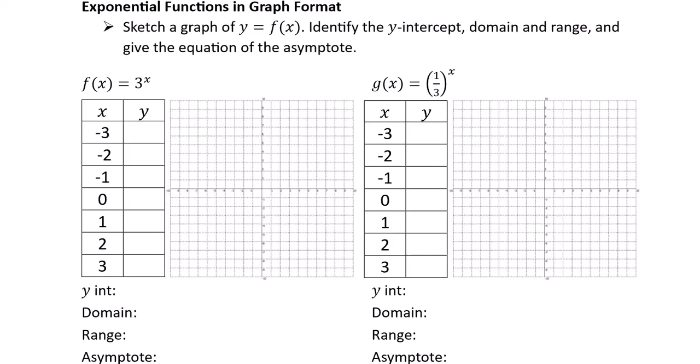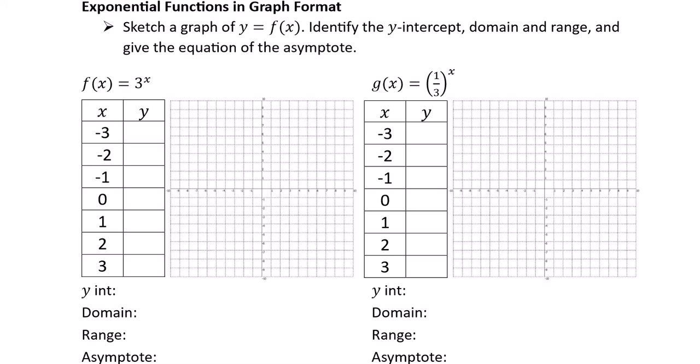Exponential functions in graph format. Sketch a graph of y equals f of x. Identify the y-intercept, domain, and range, and give the equation of the asymptote. Here I have f of x equals 3 to the x.